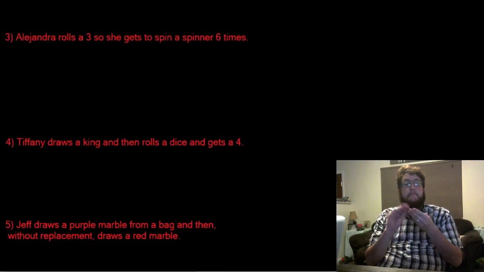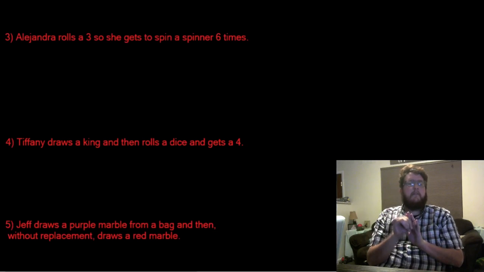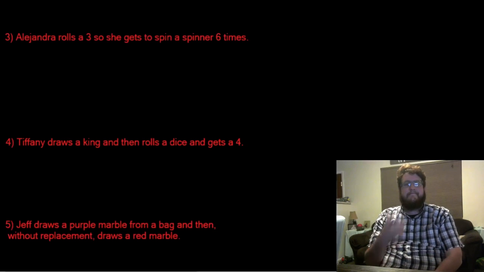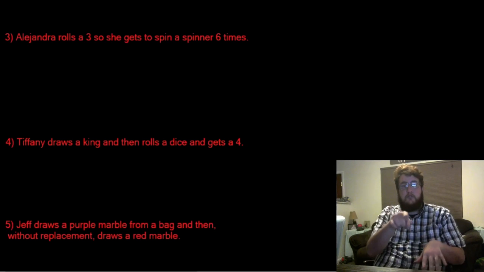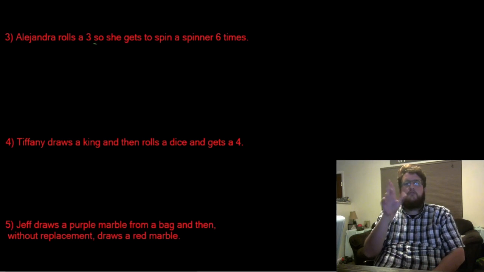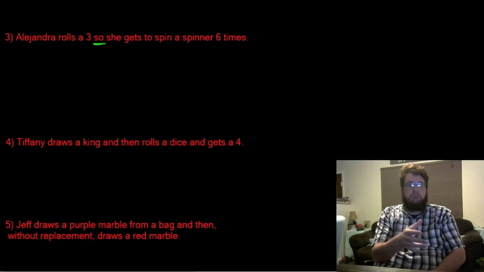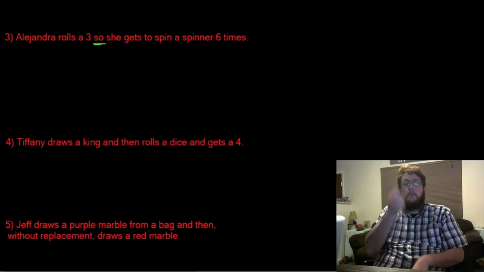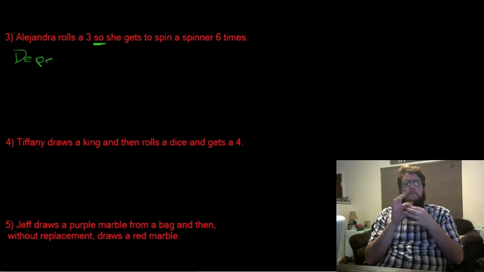Alright, the next few questions just ask you to identify whether or not this is an example of independent events or dependent events. So I will just go through whether or not they are independent or dependent, and then I'll talk about the explanation, which on your exam you'll need to write. So Alejandra rolls a 3, so she gets to spin a spinner 6 times. This word right here, so, is usually an indication that these are dependent.